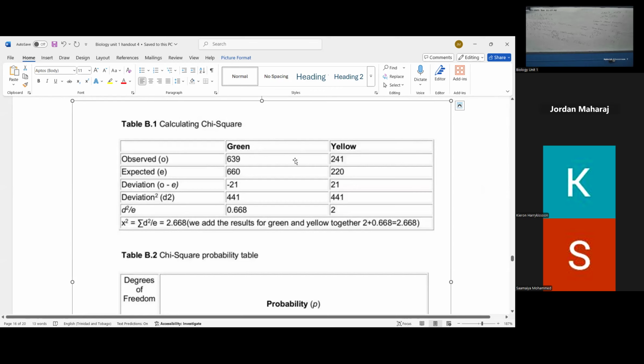If we count them up, we'll get 639 seeds. If we count up the yellow, we'll get 241 seeds. Okay? Now, that is our observed value. Meaning we do the test, we do the count, and this is how much we observe.